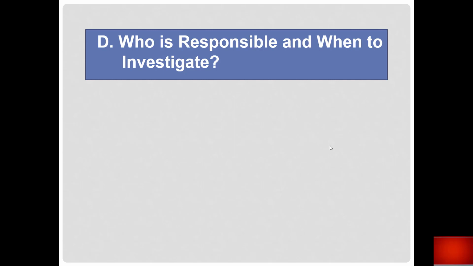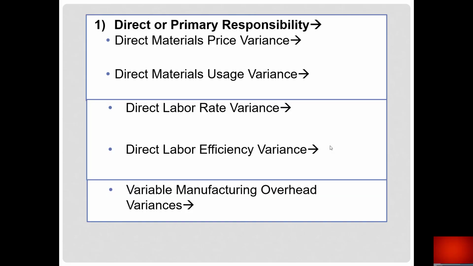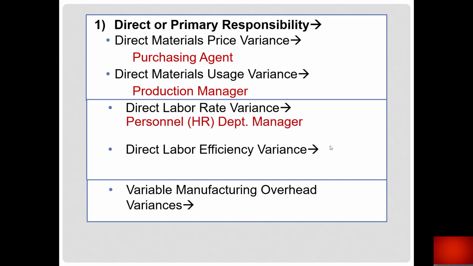Who is responsible for these 6 variances, and when do we need to investigate? Well, if you look at the 6 variances, the direct material price variance would likely be the purchasing agent, whoever is responsible for buying materials in your organization. The usage variance, on the other hand, will typically be the responsibility of the production manager. Production managers oversee efficient usage of the inputs. The labor rate variance could be the personnel department or the HR department. That starts with hiring the right people with the right skill level.